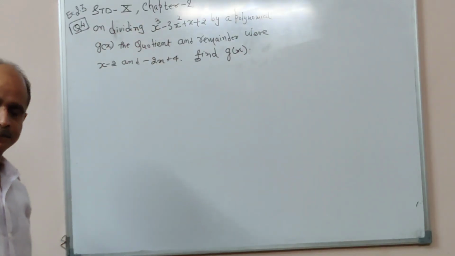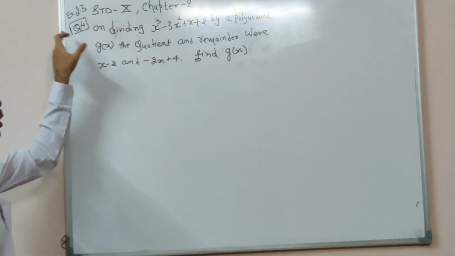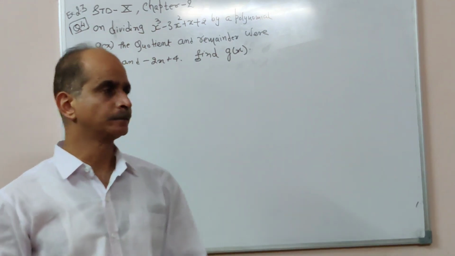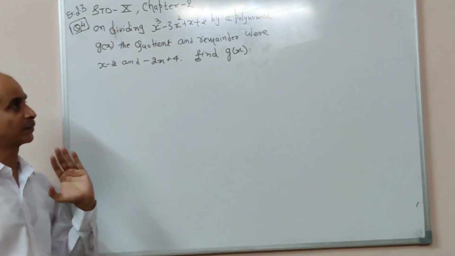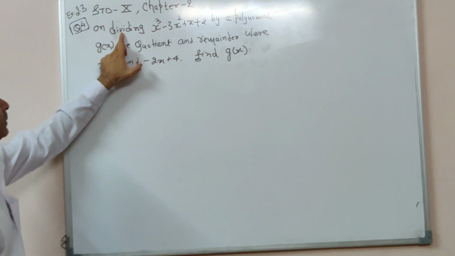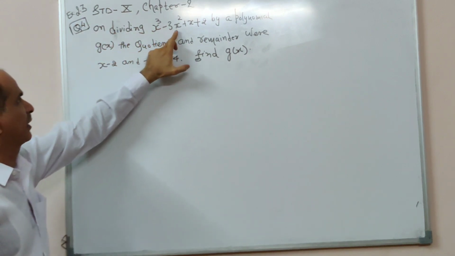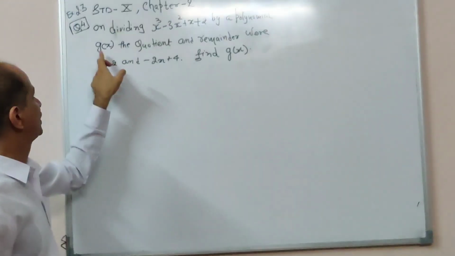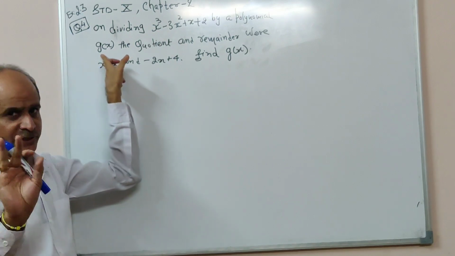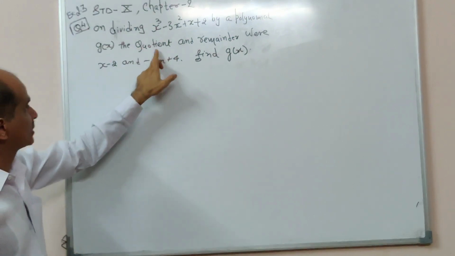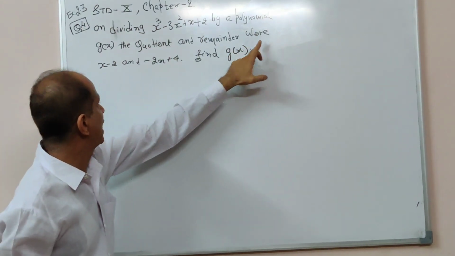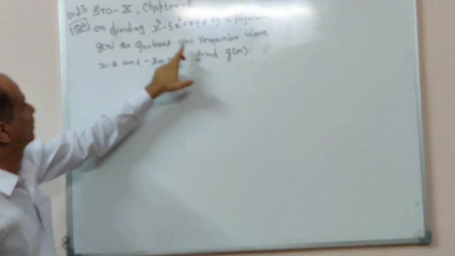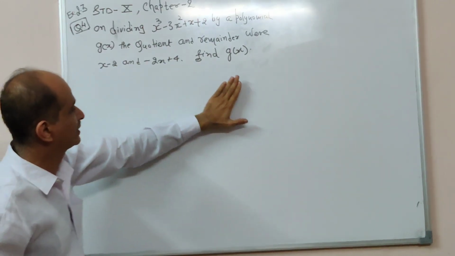Now let me start example number 4 of exercise 2.3, chapter 2, the last example of this chapter. On dividing x cube minus 3x square plus x plus 2 by a polynomial g(x), you know, in this example g(x) is not given to you. The quotient and remainder were x minus 2 and minus 2x plus 4 respectively, and find g(x).